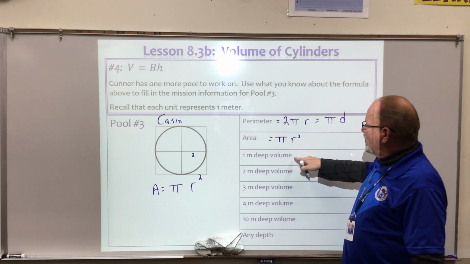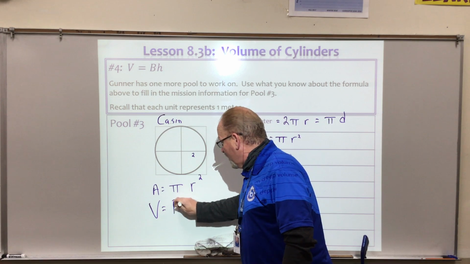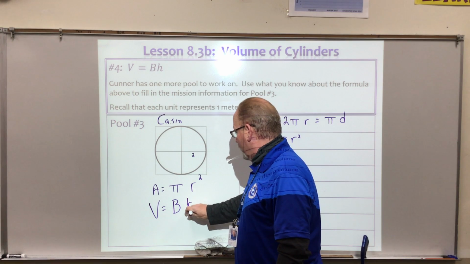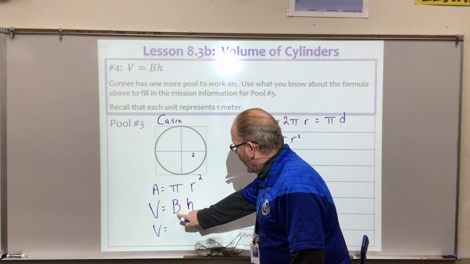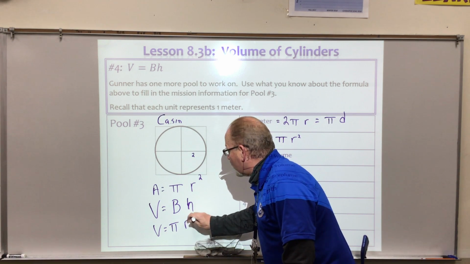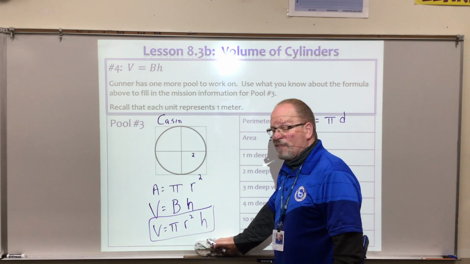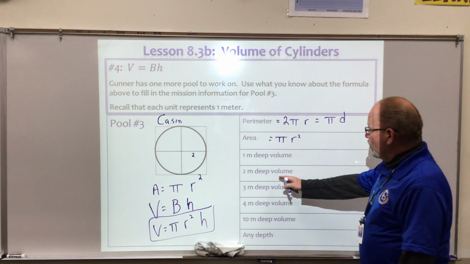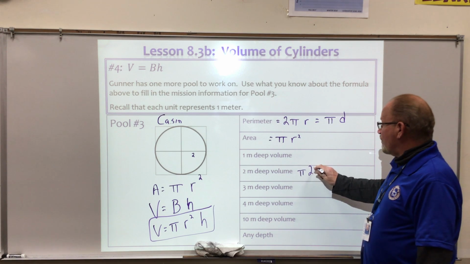The volume is simply going to be the area of the base times h, the height. In other words, the area of the base is pi r squared. Pi times r squared times h. This is the formula that you have to use today for the cylinder problems. So this one here would be pi times 2 squared.